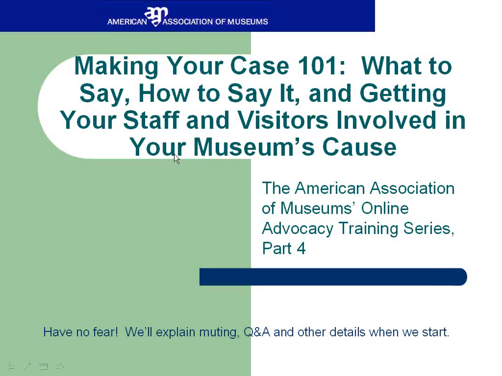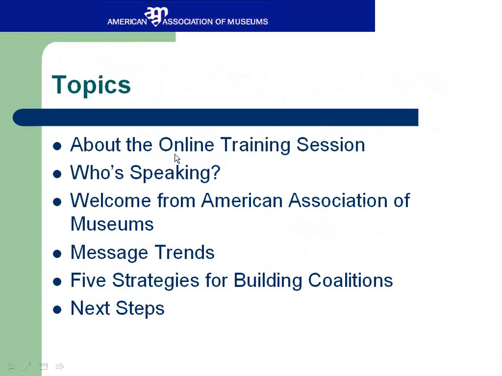And I know we're going to have more people joining us as we go through the call, but I do like to start right on time. First, we'll share a little bit about the online training session and some of the logistical aspects, who's speaking, and a little bit about myself. A welcome from your American Association of Museums Washington team. Then we'll launch right into it with some thoughts on message trends, 5 strategies for building coalitions, getting others involved, and some next steps that you can take right away after the session.